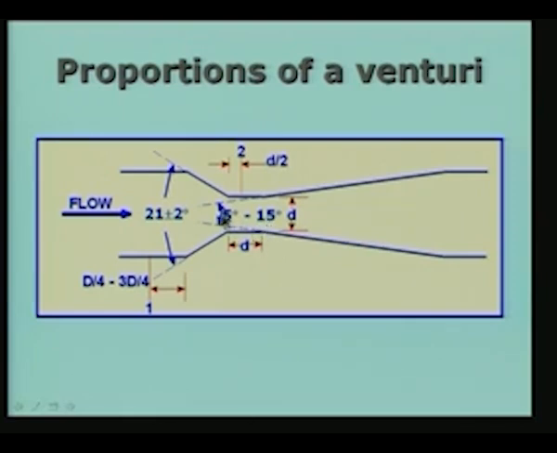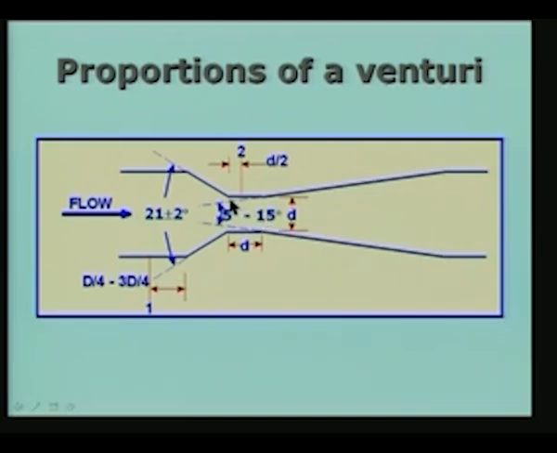So, if you choose an angle of 5 degrees, the length will be very large. If you take a 15 degree angle, it will be shorter. So, if you want a compact design for the venturi, you go for a larger angle at the diverging section. If you do not mind having a very long venturi, you can go for a 5 degree nozzle or any value between 5 degrees and 15 degrees.